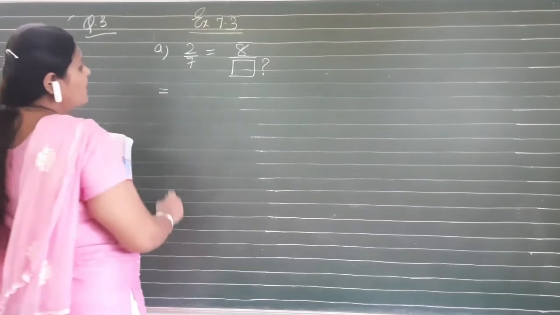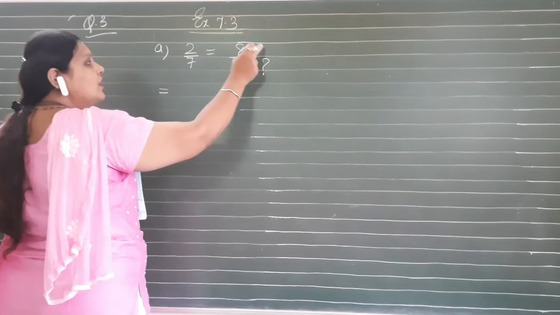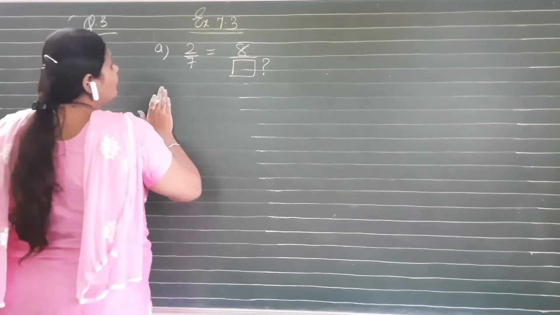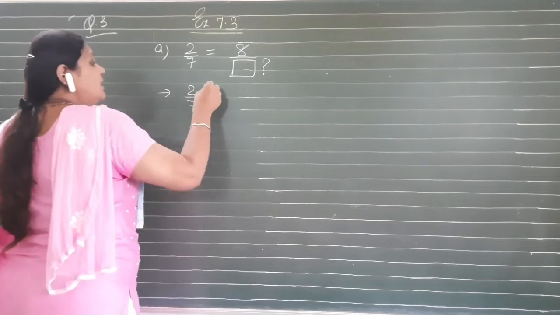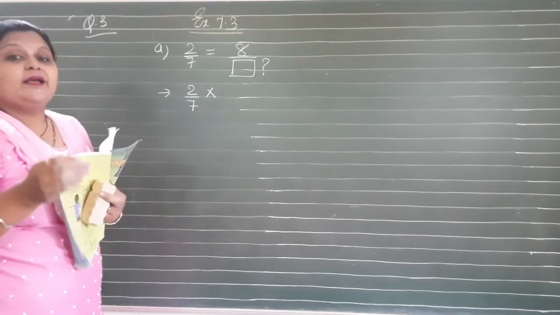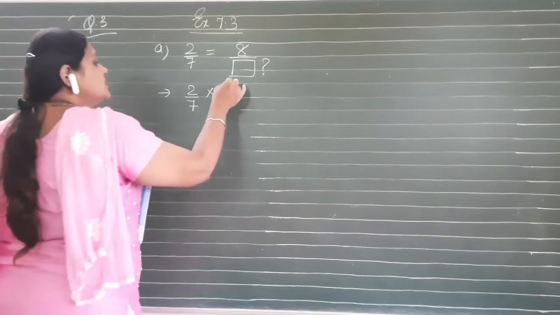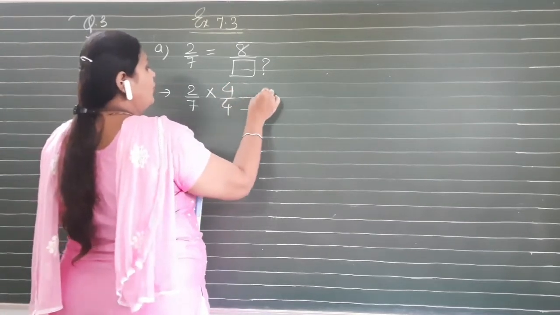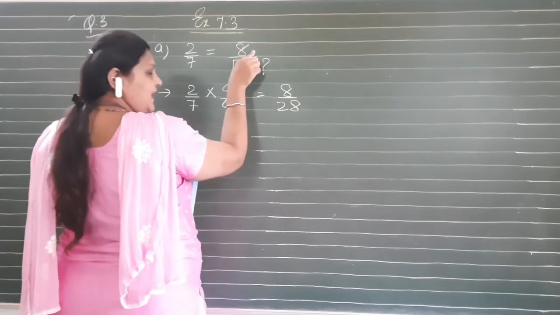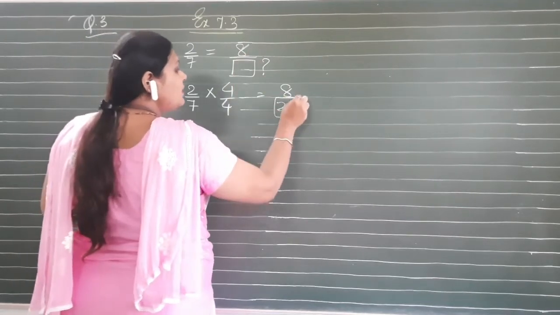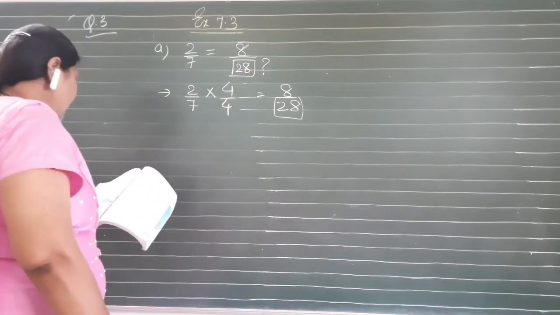So if we focus, we can see that by multiplying 4 with 2, here we will get 8. So 2 upon 7, the rule is to multiply the same number to numerator and denominator. So 4 upon 4, 8 upon 28. So here 8 is given. What is not given? 28. So here the missing number is 28.